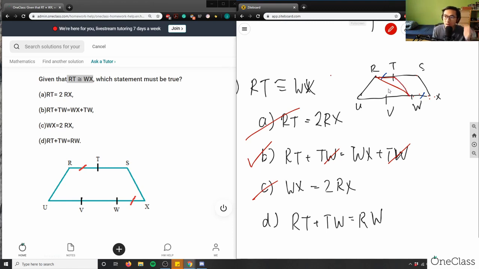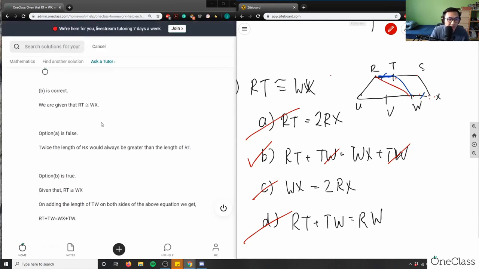So RT is here in blue, and TW is here. It has to equal RW, which is the red. So the blue has to equal the red, and in this case this does not make sense. I don't know anything about the lengths of these triangles. Even if it was a right triangle, I would need c squared equals a squared plus b squared to solve for my lengths. So D cannot be correct, which means B is the only logical answer in this case.